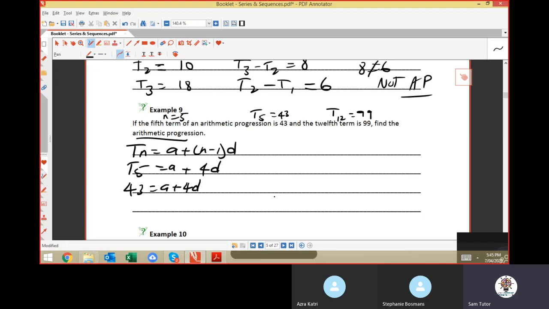I'll leave the rest to you girls. 99. A plus, I'll tell you what the next one is, 11D. Use that as equation 1. That is equation 2. Find me what A and D is. Say the answer when you know it.